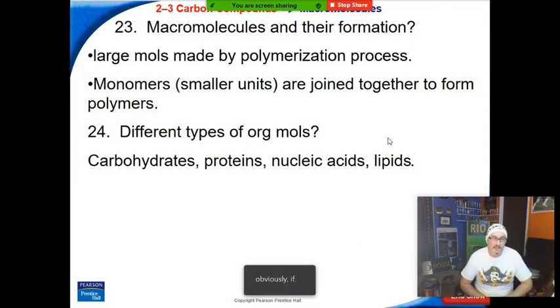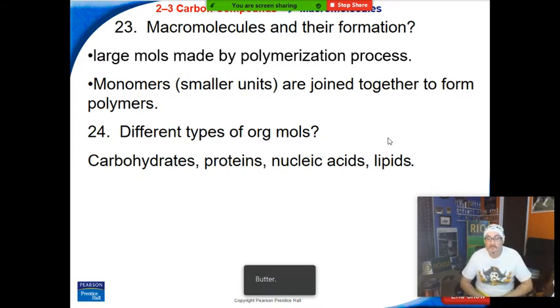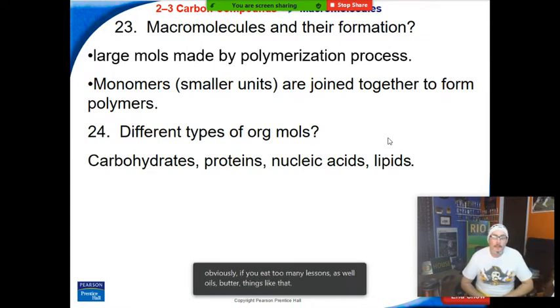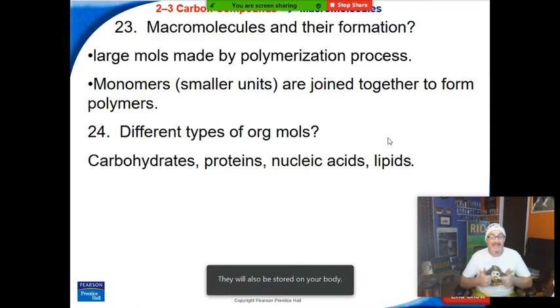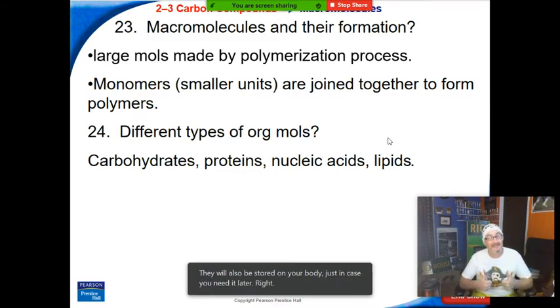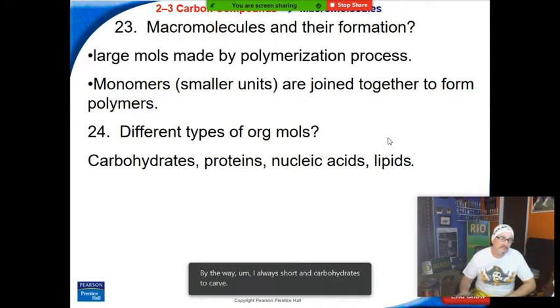Obviously, if you eat too many lipids as well, oils, butter, things like that, they will also be stored on your body just in case you need it later, right? Okay. By the way, I always shorten carbohydrates to carbs, C-A-R-B-S. You're welcome to do the same.